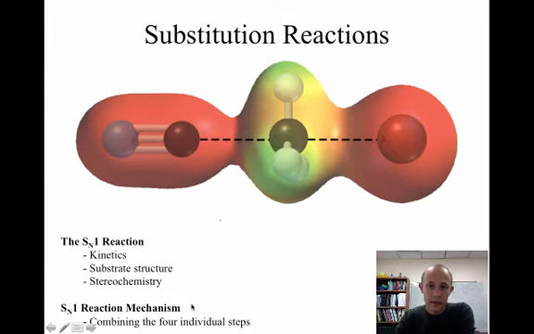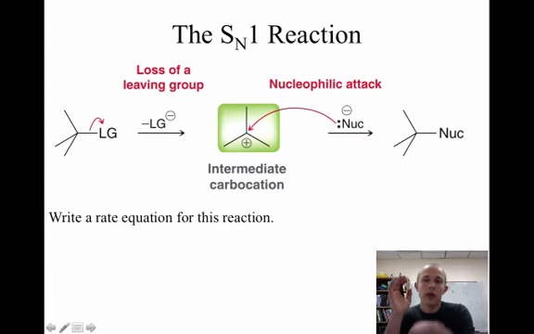Okay, so a few videos back we said there's two possibilities for a substitution reaction. You can have a concerted reaction where the nucleophilic attack happens at the same time that the leaving group leaves, or the leaving group can leave to generate an intermediate called a carbocation. And then this intermediate can undergo a second nucleophilic attack step to generate the product. So how would we write the rate equation for this reaction? How would it differ from an SN2 reaction?